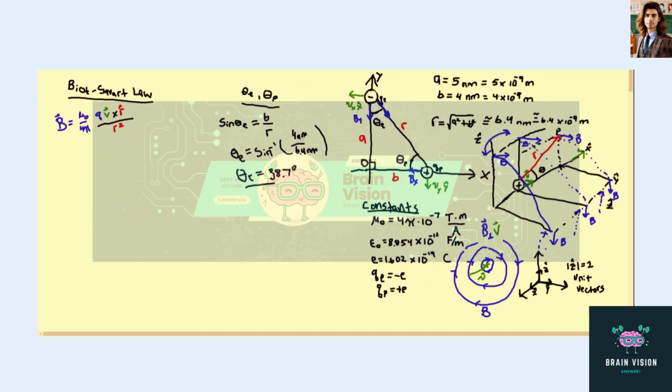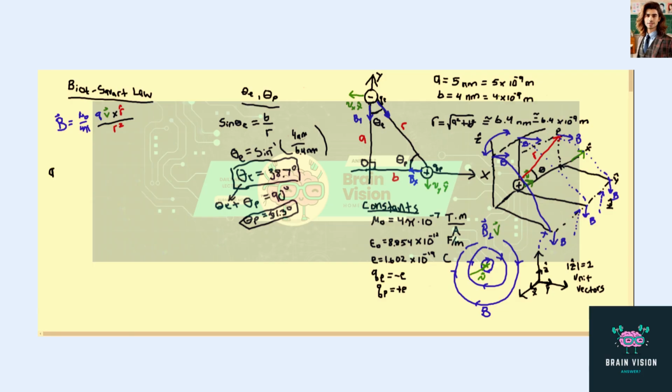And so theta of E is going to be equal to 38.7 degrees. And here we know that theta of E plus theta of P is going to be equal to 90 degrees. Here we can plug this in and solve for theta of P as 51.3 degrees. This will come in handy later, because now we can apply the Biot-Savart law for the first part of the problem.